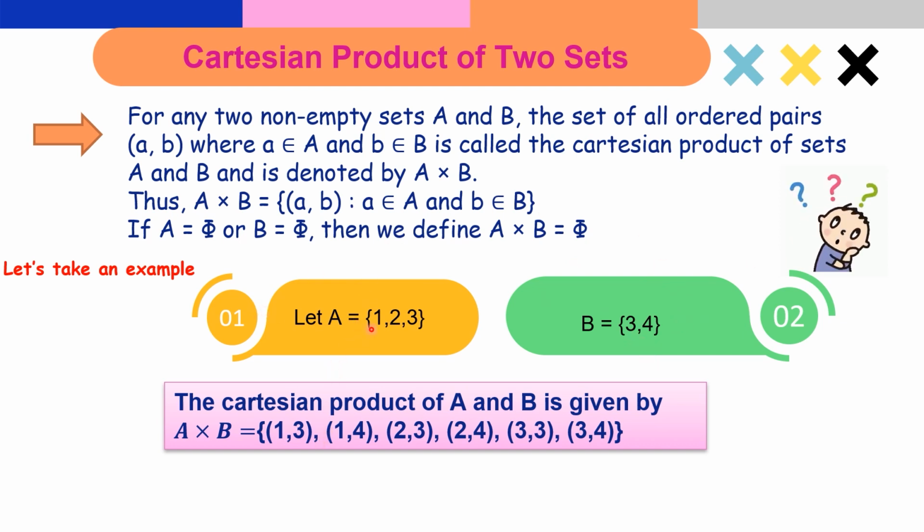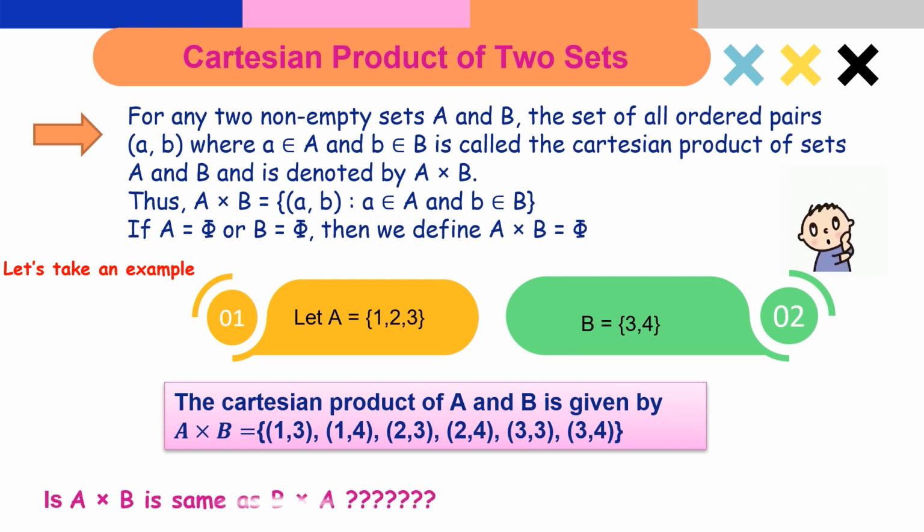If you write in the reverse way, 3 with 1, 3 with 2, 3 with 3, then 4 with 1, 4 with 2, 4 with 3, that is the result of the Cartesian product of B cross A. B cross A will be like that, whereas A cross B will be like this. Now you tell me, is A cross B the same as B cross A? Just think, give it a think, and then come up with your answer.